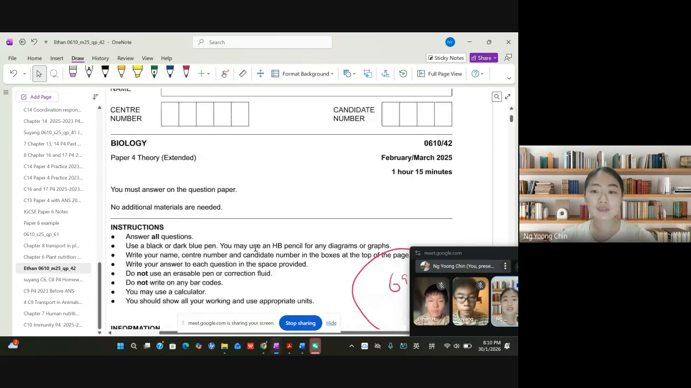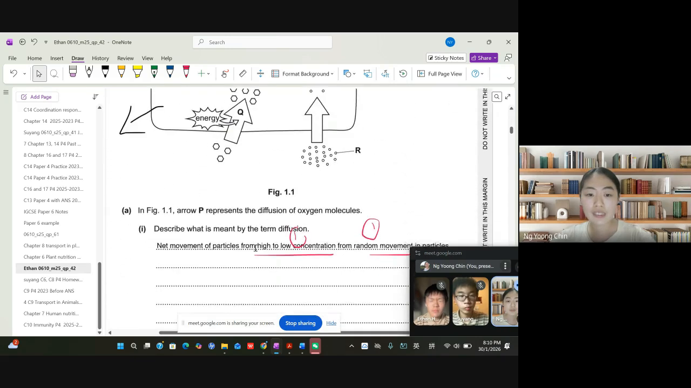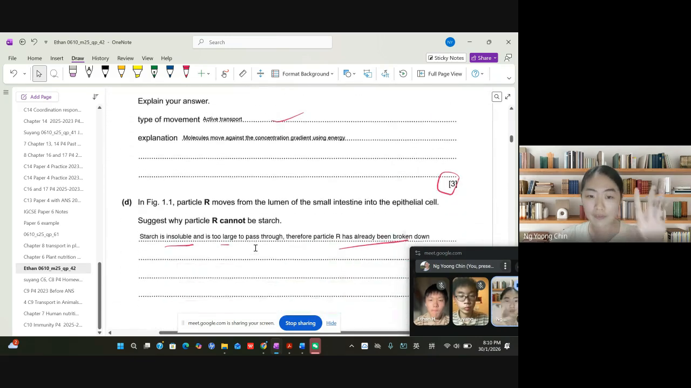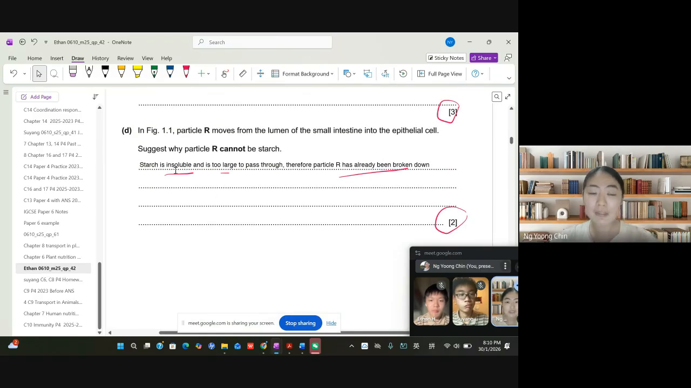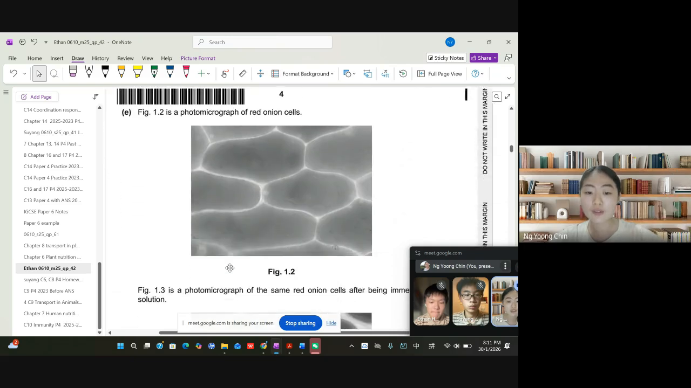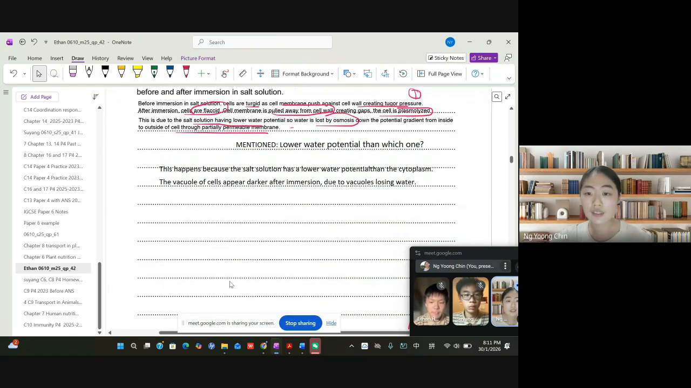Okay, this is Athens. Your answer is overall okay. You got the point right. When you write the answer, just write simply, so that when the examiner marks, they can see the point. Insoluble, too large, broken down. They mark a lot of exam papers, so they are running out of time. Usually they just look for the keyword, and if they see a keyword, they can give you the mark. So just keep your answer short and nice. It will be okay.